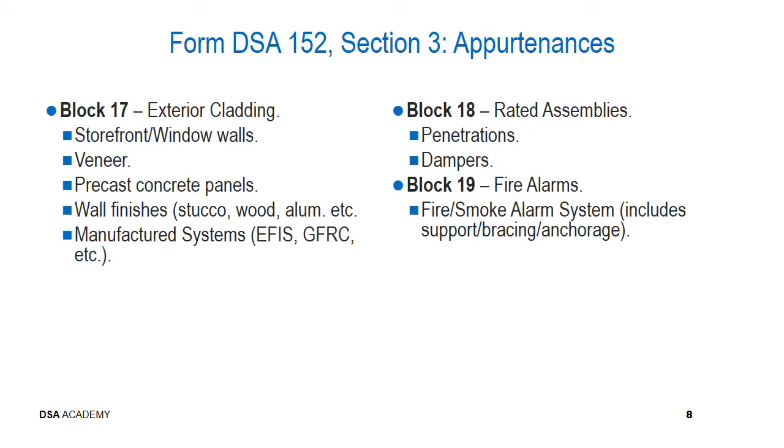In addition to the previous blocks, Block 17, Exterior Cladding, for storefront window walls, veneers, precast concrete panels, and wall finishes such as stucco, wood, aluminum, etc. Manufactured systems. Block 18 for rated assemblies such as penetrations for through and membrane fire stops, and for fire dampers, smoke dampers, and combination fire dampers. Block 19 for fire alarms. The fire and smoke alarm system is going to include the support, bracing, and anchorage packages for those devices.